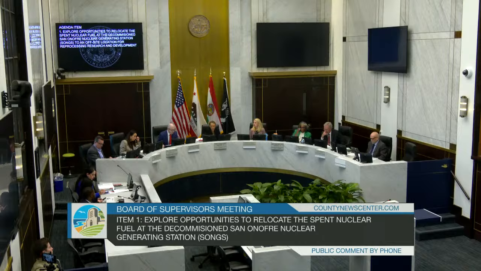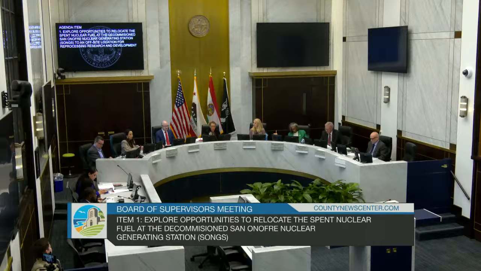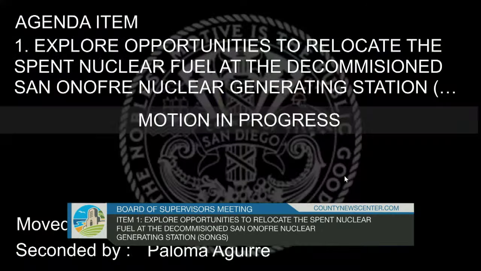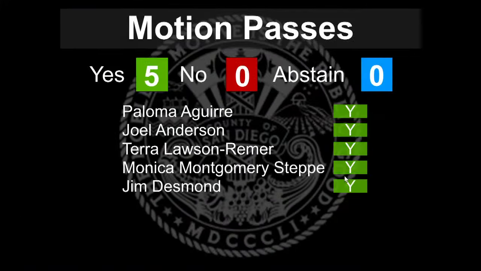Chair Lawson-Rima, that concludes public comment on this item. Okay, thank you very much. We have a motion and a second. Please vote. Chair Lawson-Rima, that motion passes unanimously with all supervisors being present and voting aye.